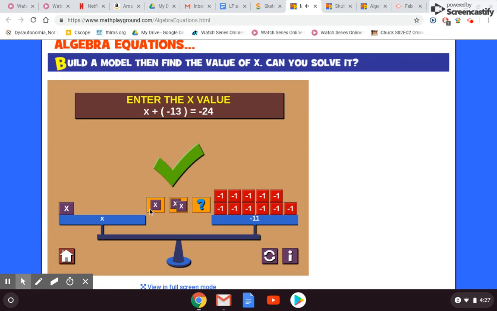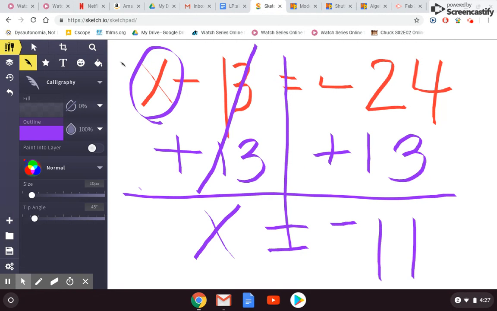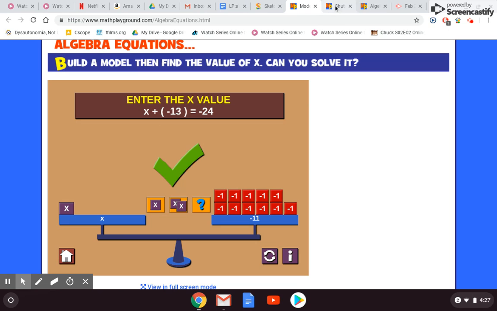To get another problem, you'll click this, and you're going to do 12 problems on your paper and turn it in. And after each problem, you can check it using the virtual manipulatives. Remembering that they make it look kind of funky, this is really just x minus 13. So write it on your paper as x minus 13 equals negative 24, even though they make it look kind of funky.